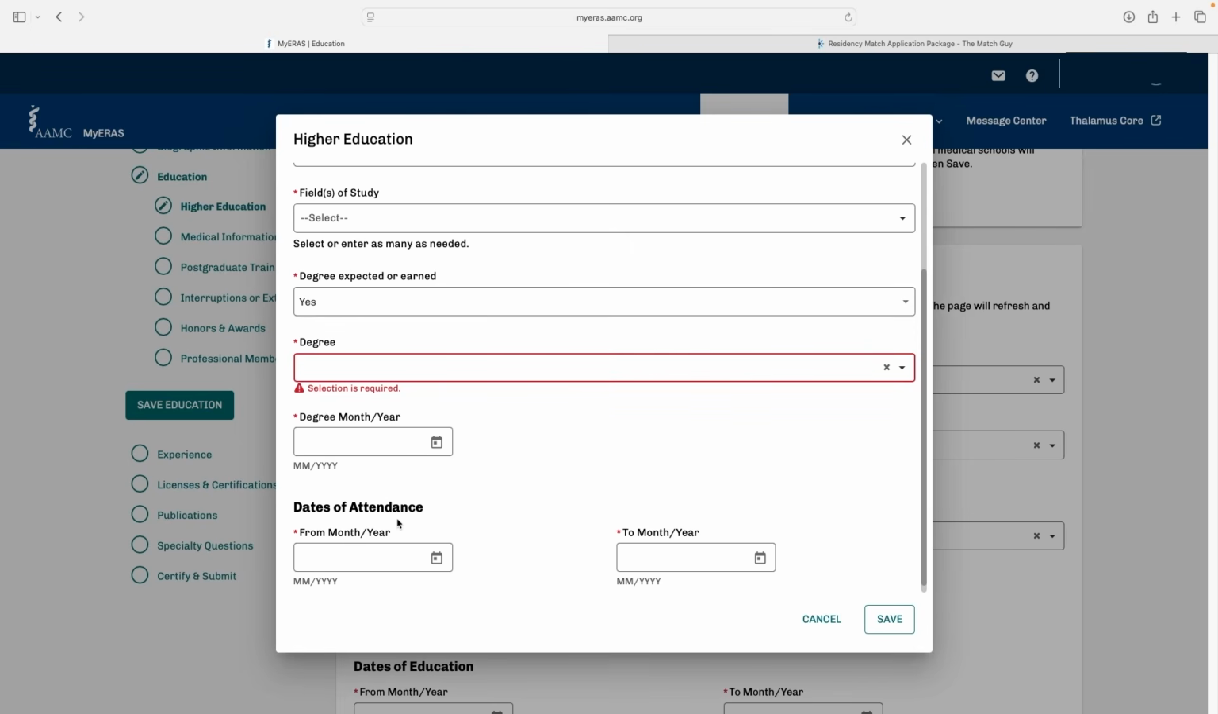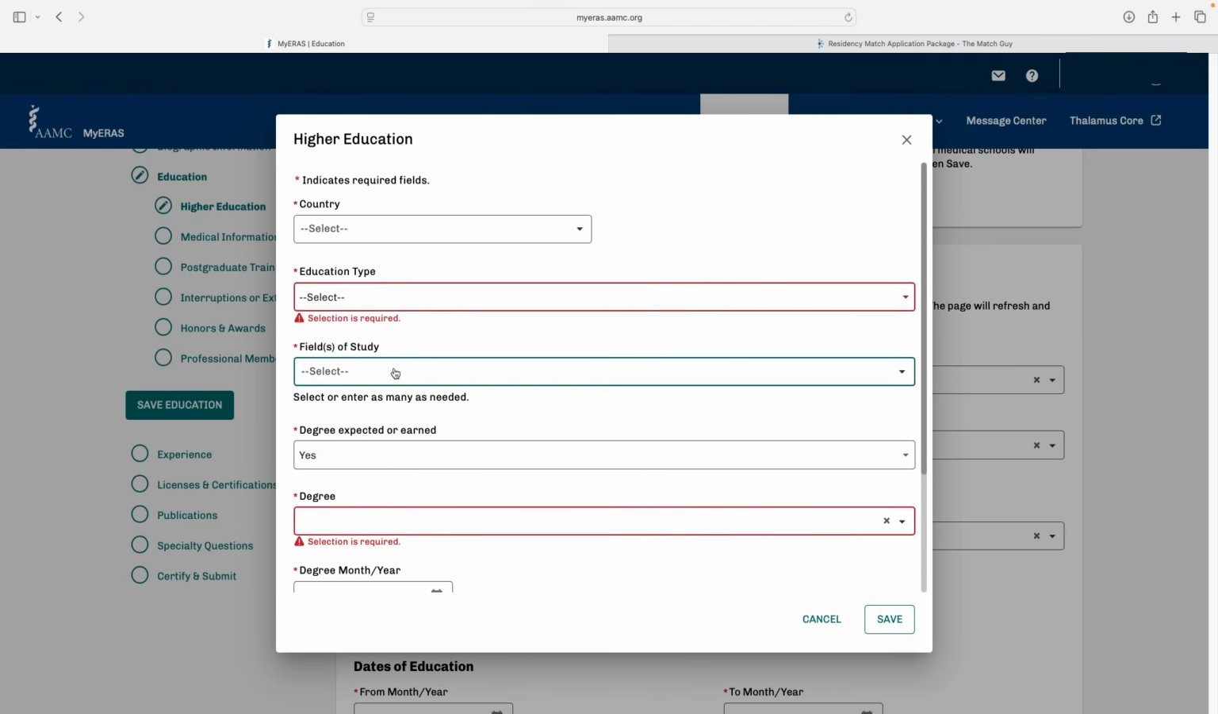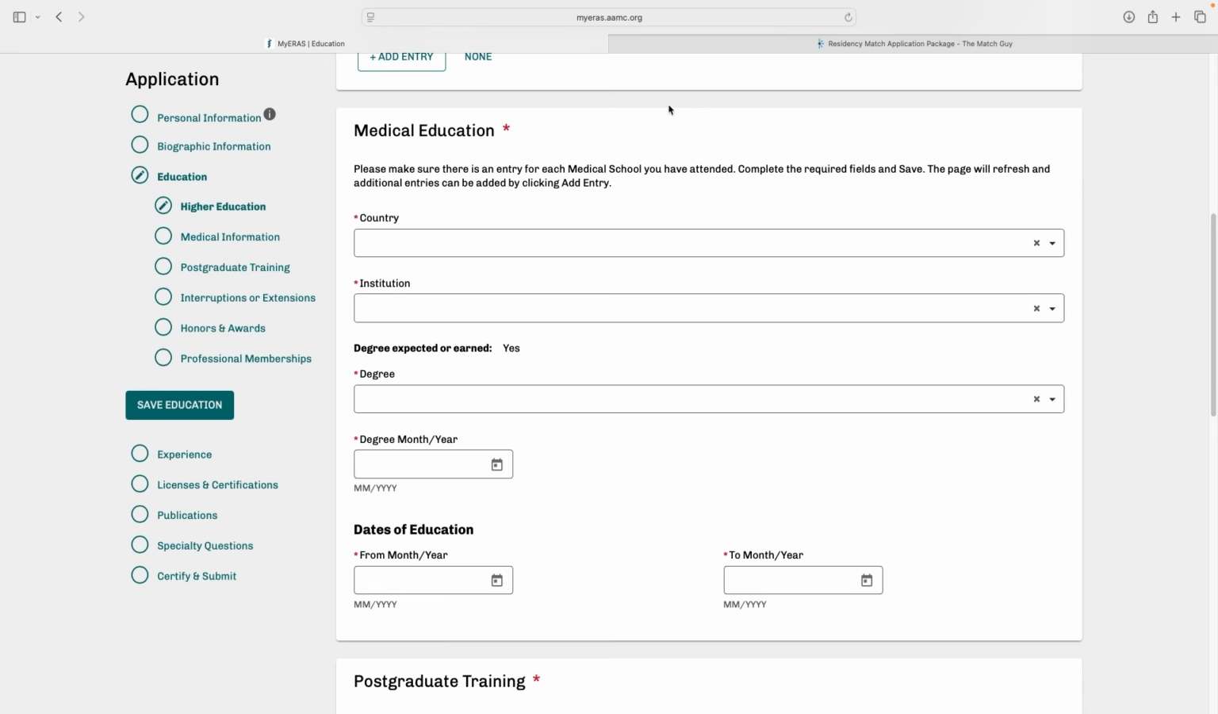Dates of attendance is when you started and when you ended studying for this degree or taking classes for that degree, and the degree month and year is when you got that degree, which could be a few months after your end date. For the education type, you have undergrad, grad, and other, and the field of study is what kind of field that degree was in, other than the actual name of the degree. Now let's move on to medical education, that everyone should have some information about, hopefully.